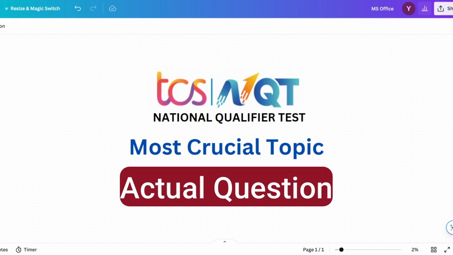Hello my dear family members, today we'll discuss some recently asked actual algebraic questions in TCS NQT. So without any further ado, let's start with the first question, that is this.